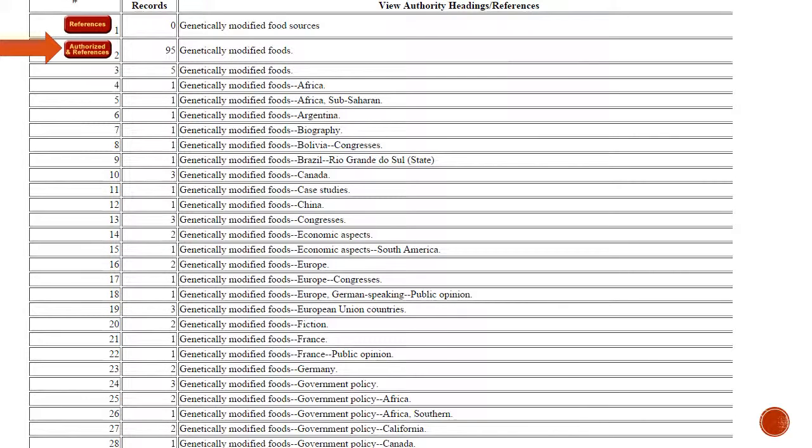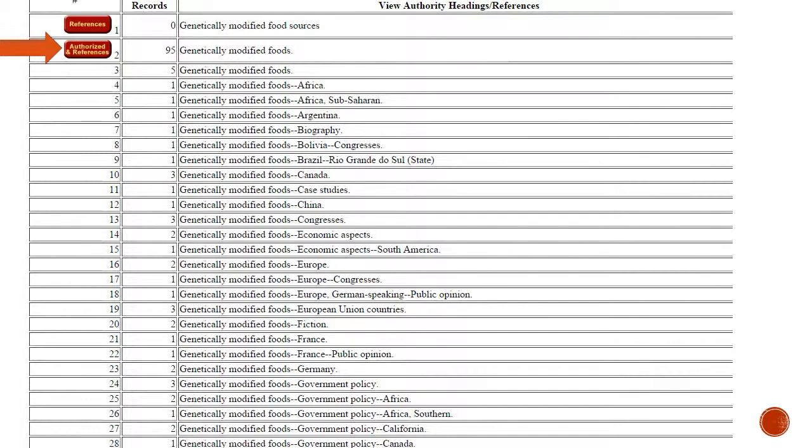So let's go back and look at that list again. Does anybody see one that's a subdivision by form? I see several. Here's biography, that's a form of material. Here's a case study. Here's congresses, which is an equivalent term for proceedings. Okay.